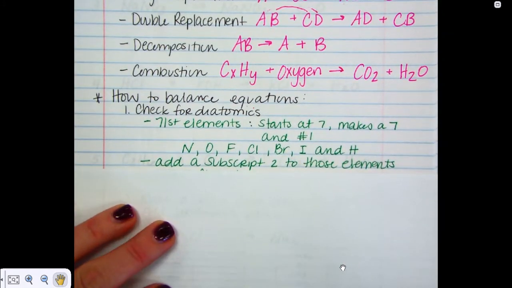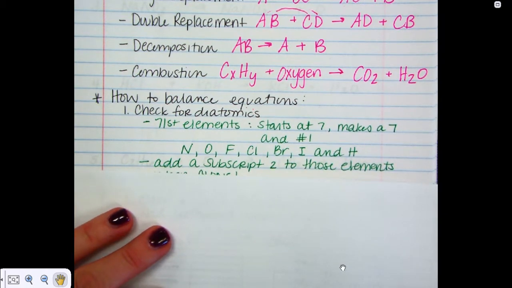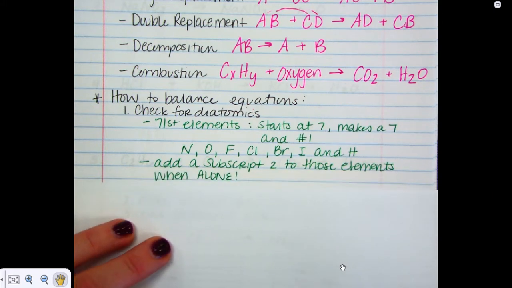So when I look at a skeleton equation, this assumes that I at least have something written down that I can start with. The first thing that I want to do is check for diatomic elements. Remember that diatomic elements are those elements that, when they are not paired with something else, will pair up with another atom of their own type to reach that stability, that octet arrangement.